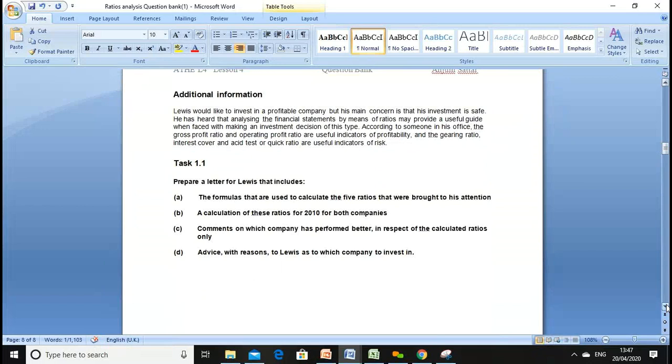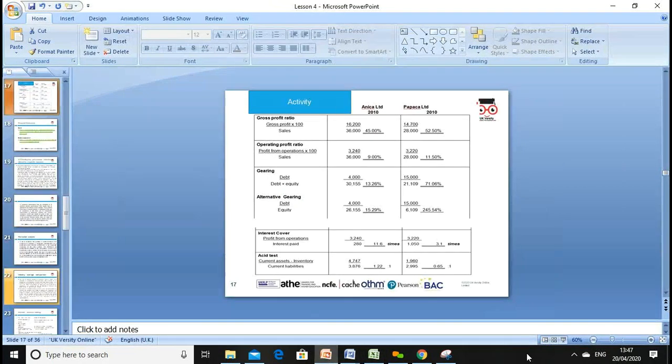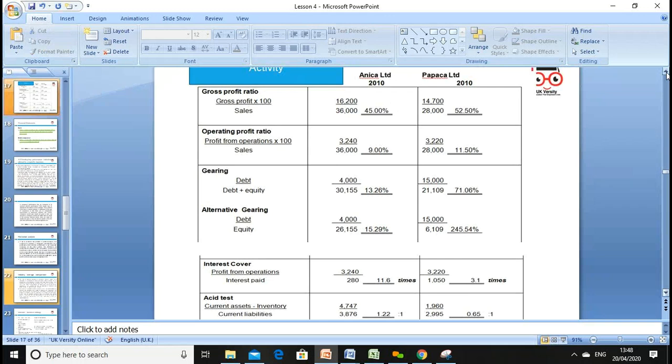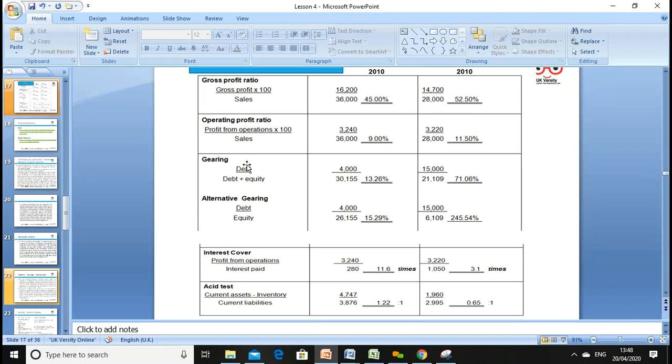We've been asked: using the formulas, calculate the ratios, comment on the ratios, and then give advice and the reason to make a decision. So we look here: gross profit divided by sales, which is also known as revenue. Is it 45%, and for Papika it is 52%. Then for net profit, Anika is 9% and Papika 11%. Gearing ratio is 13% and 71%, and the interest cover ratios are 11 times, 3 times, 1.2.